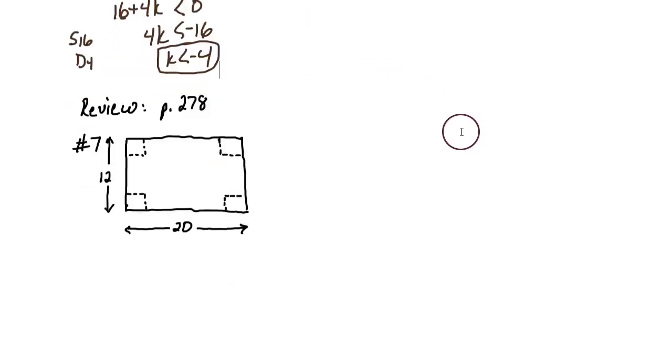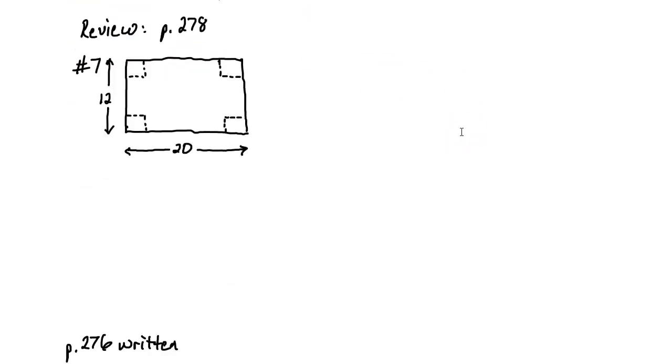For the review assignment, we have one word problem. It talks about creating a box by taking a flat piece of metal and cutting squares out of the corners, and then folding the metal upwards so that the flat metal turns into a three-dimensional box. The original piece of metal is 20 inches long and 12 inches wide, but what we don't know is how large are the squares that are cut out of the corners.